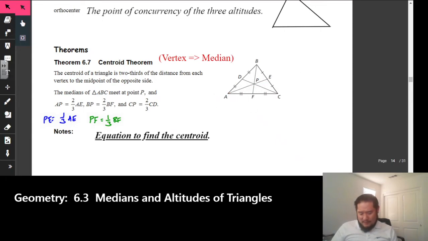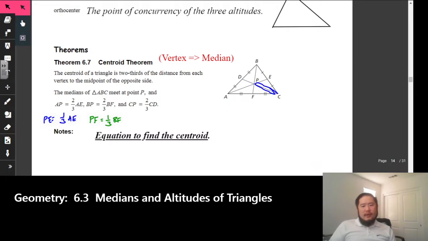Hopefully you get it. If not, let's try one more time with CP. So right here it says C to P. This looks like the 2/3 segment. That's equal to, so C to P is equal to 2/3 of the whole thing, which is C to D. So they have to tell you how long that centroid is.